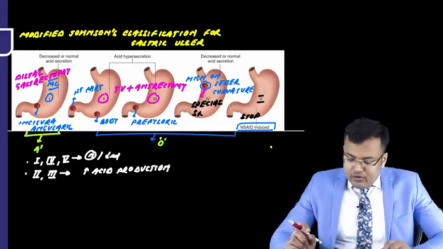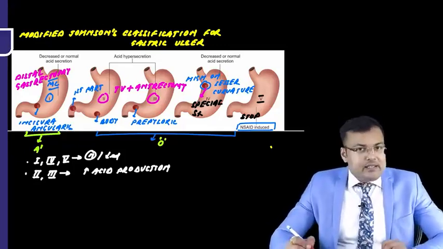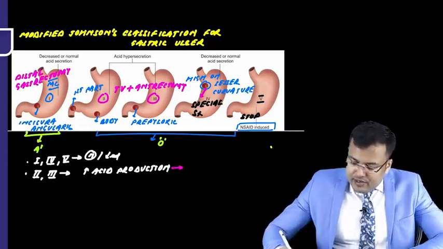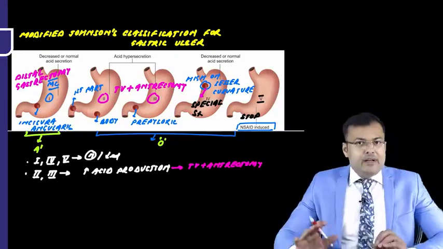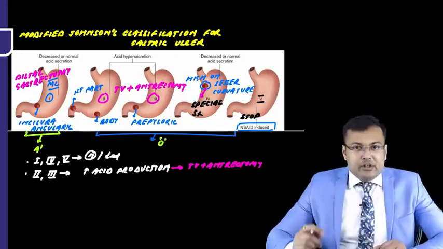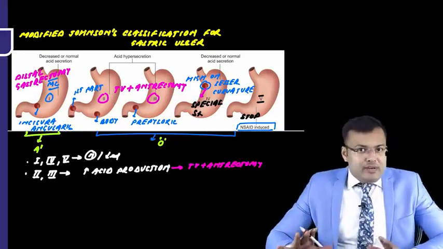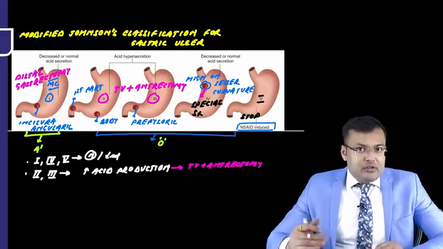So for type 2 and type 3, since there is increased acid production, what do we have to perform? Truncal vagotomy plus antrectomy. Clear? So here you saw that treatment of gastric ulcer depends on the location. Now the treatment of duodenal ulcer depends on the complication.